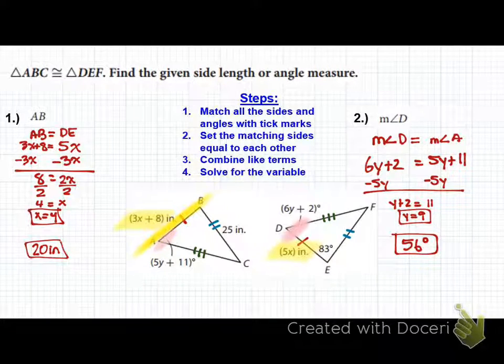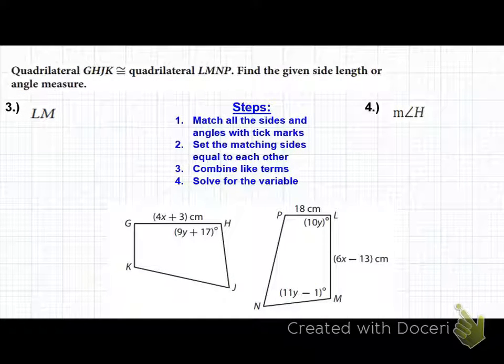So here we go, number 3 and 4. This will be group work for about 5 minutes. You're going to do these two problems. Let me read it out to you, and then we'll start. Number 5, it says quadrilateral GHJK is congruent to quadrilateral LMNP. Find the given side length or angle measure. So it's saying find LM and find the measure of angle H, okay? I'm going to leave this on your own and see how you do. I'll walk around and help you out if you need it. 5 minutes. Ready, set, and go.